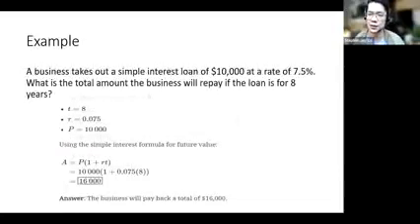Next would be for compound. A business takes out, no, this is also for simple interest, but this one is for future value. A business takes out a simple interest loan of $10,000 at the rate of 7.5%. What is the total amount? So this time it is going to be adding: the principal times 1 plus the rate times the time. So this is the simple interest formula for the future value.